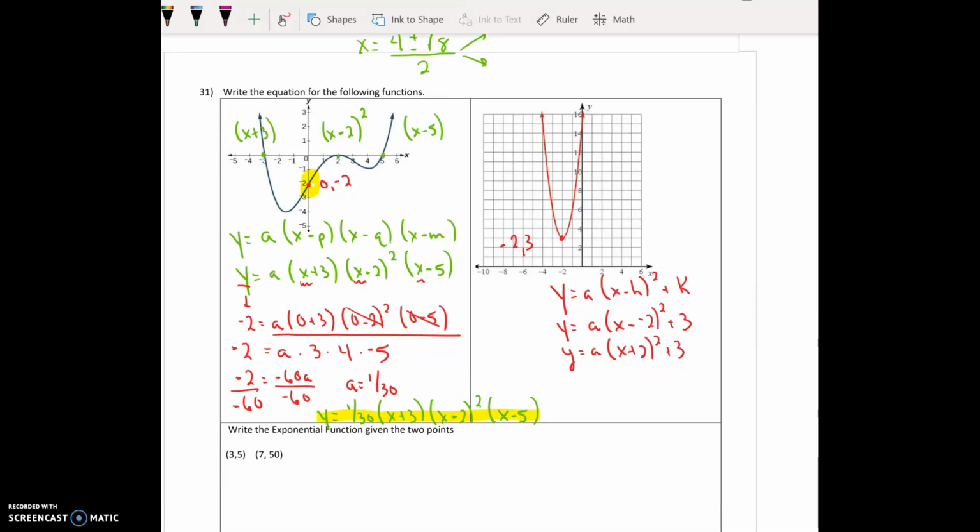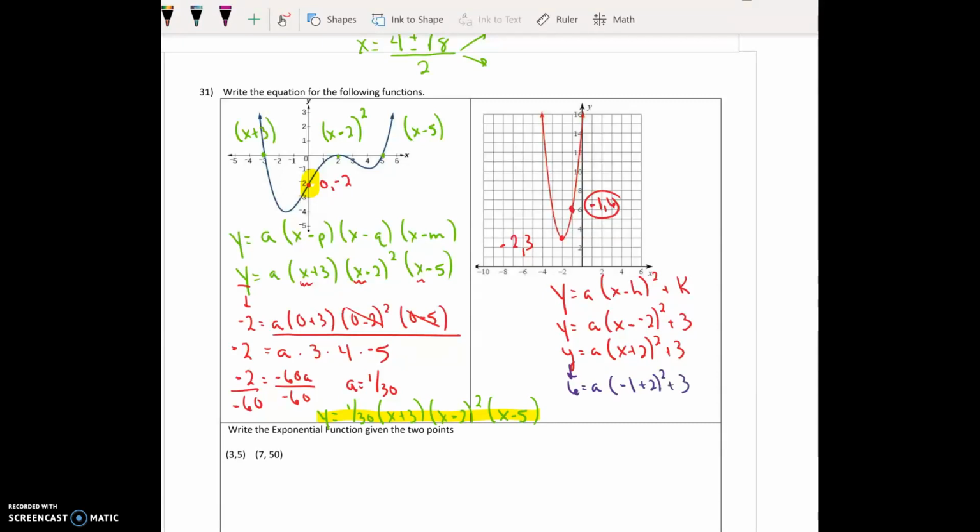And the last thing I need is a. So I'm going to take another point, and let's see, what's another good point to use? I'm not sure about the y-intercept, but I think this point right here is pretty good. I can tell what that one is. That is -1, 6. And I'm going to put this in for x and for y. So in for y is going to go the 6. And then in for x is going to go -1.